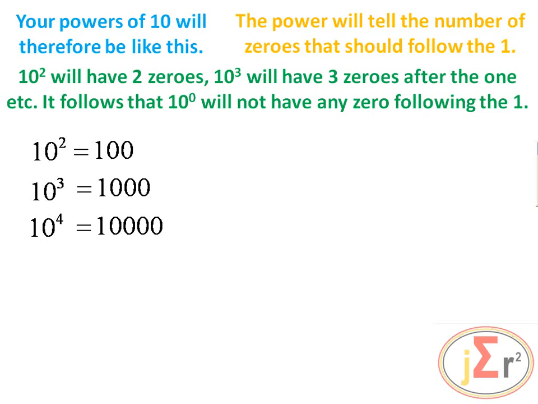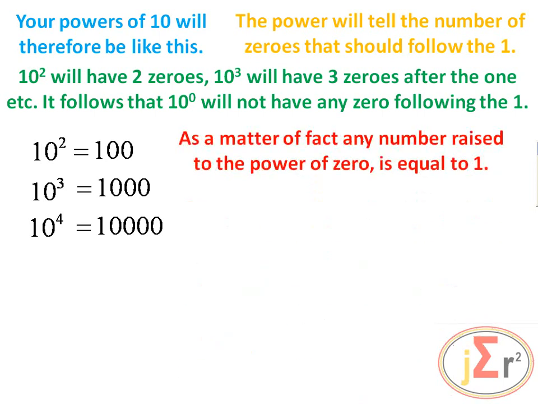It follows that 10 to the power of 0 will not have any 0 following the 1. So if we have 10 to the power of 0, how many trailing zeros will we have? None. We will have none. As a matter of fact, any number raised to the power of 0 is equal to 1.